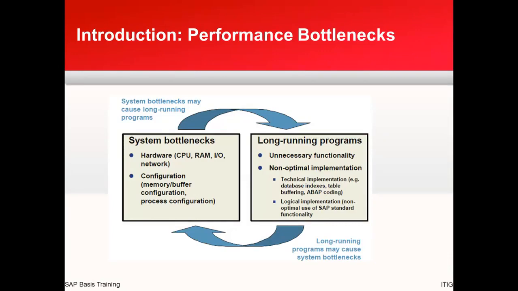Okay, so basically we will be looking at the performance bottlenecks in this chapter and the ways to analyze the performance issues. Here you can see that system bottlenecks could be because of the hardware. The hardware includes CPU, RAM, IOs, and the network, and it could also be because of the configuration, basically the memory, the buffer, and the process configuration not being tuned properly.